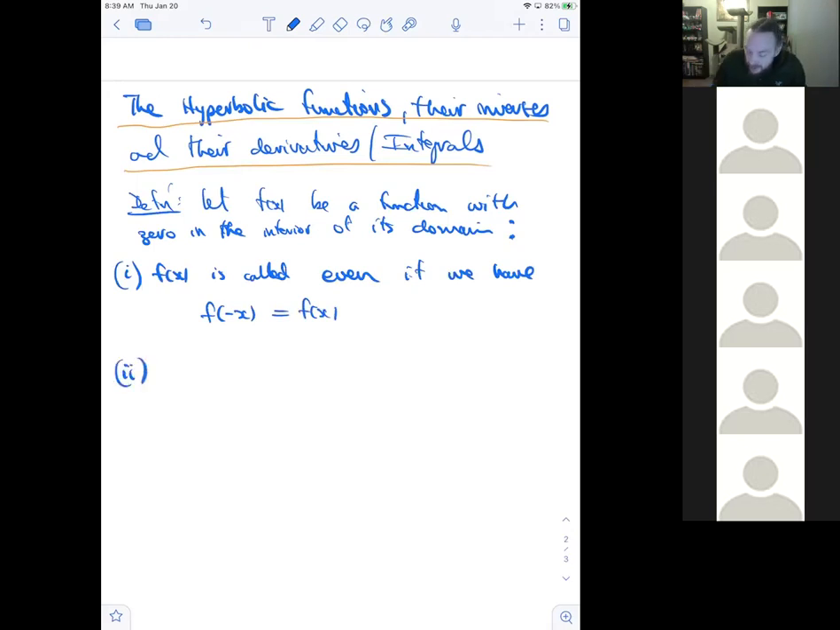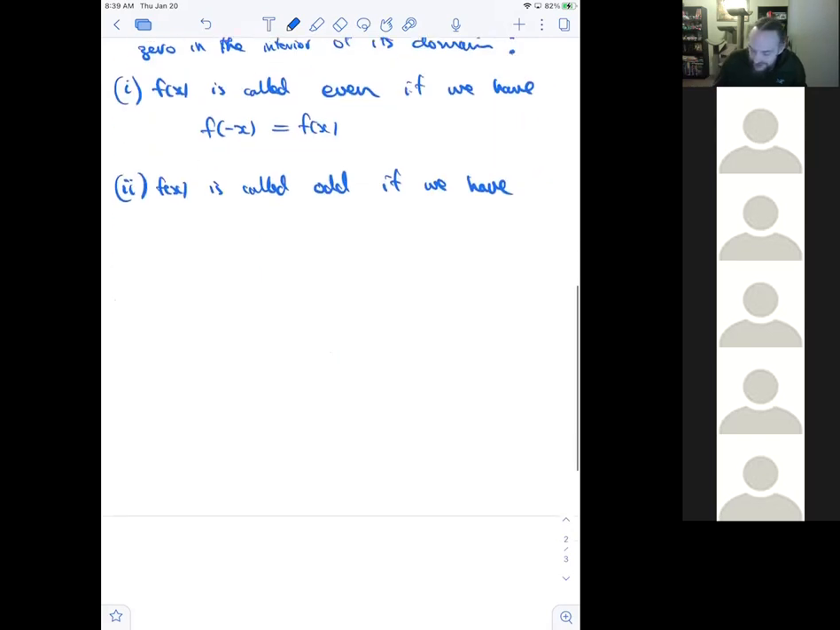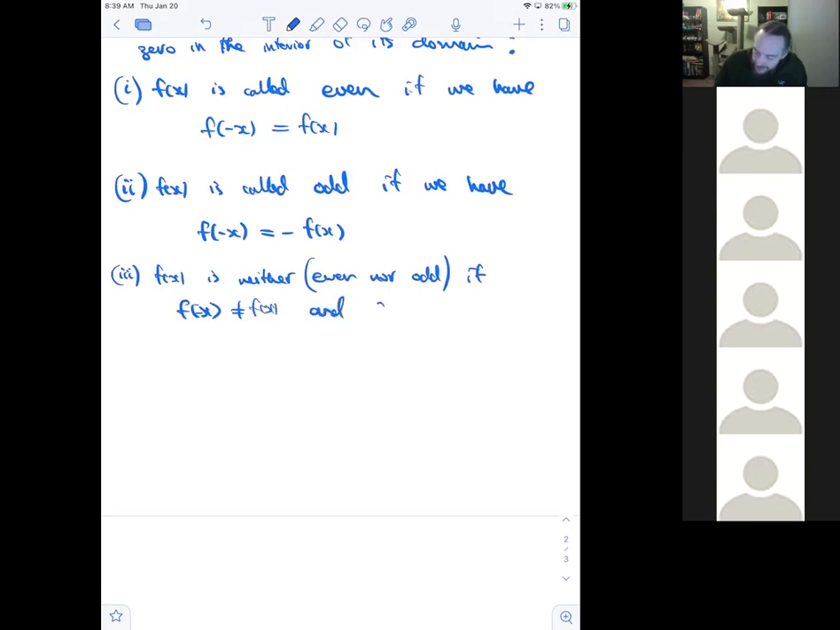2, f of x is called odd if we have that odd functions spit out the negative. So if f of negative x is equal to negative f of x. 3, f is neither even nor odd if both of these are negated: negative f of x doesn't equal f of x, and f of negative x doesn't equal negative f of x.